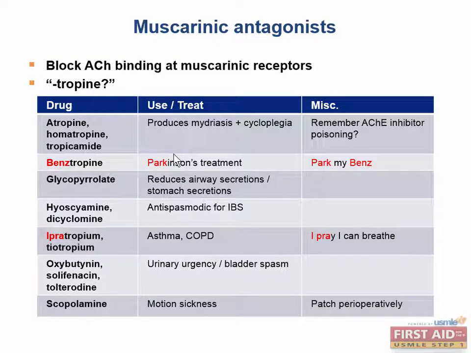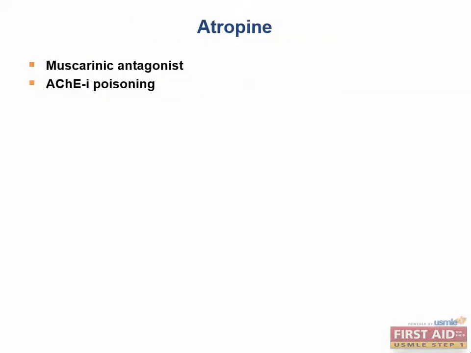And lastly, we have scopolamine. Scopolamine acts in the central nervous system and is typically used for motion sickness. Remember, when you have all of these muscarinic antagonists, you're going to block or antagonize the effects of acetylcholine. And when this happens, you're going to decrease the secretions from the body or block the wet picture. As I mentioned before, atropine is a muscarinic antagonist. We've also discussed its use in acetylcholinesterase inhibitor poisoning.